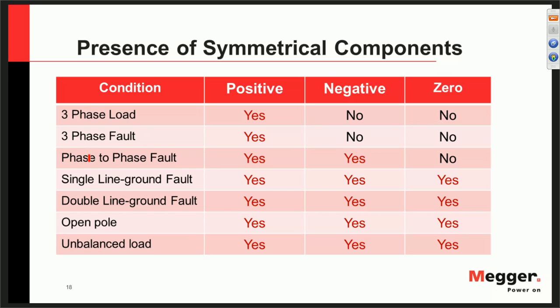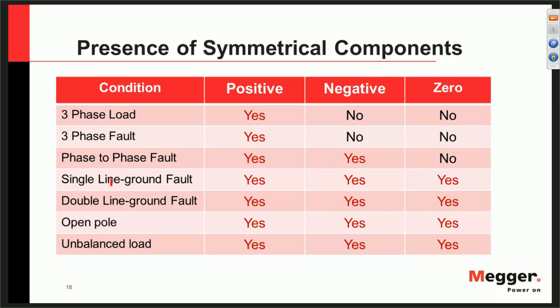Taking an example of a phase-to-phase fault, a phase-to-phase fault will have a positive sequence component, negative sequence component, but not a zero sequence component. I told you to keep in mind that zero sequence component is the one that flows through the neutral. So a phase-to-phase fault will not have any current flowing through the neutral. So that's why it doesn't have any zero sequence component.